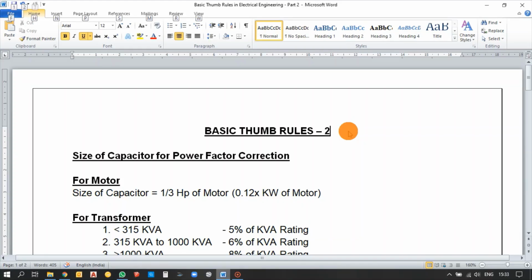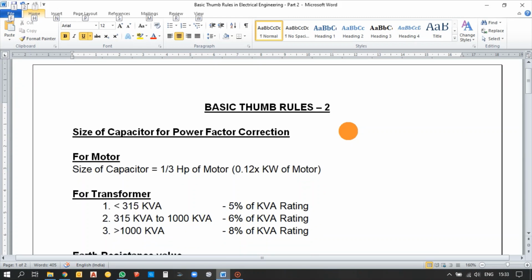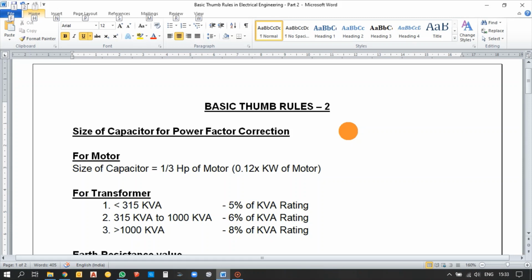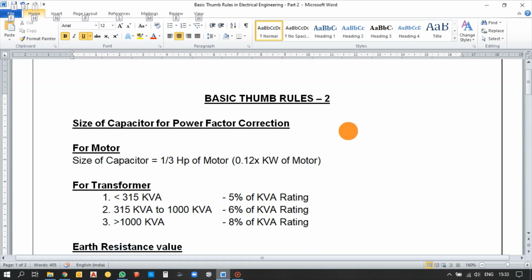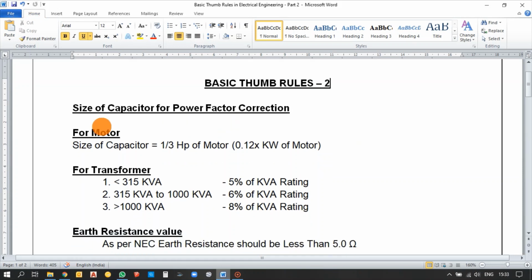Hi guys, so let's see some basic thumb rules to be followed for an easy electrical design. First, starting with the capacitor design for power factor correction. In case you are going to have a capacitor for a motor, the size of the capacitor you should design is 1/3 of the HP of the motor times 0.12 times the kilowatt of the motor. So from the HP of the motor and the kilowatt of the motor, you will be able to size the capacitor for a motor.